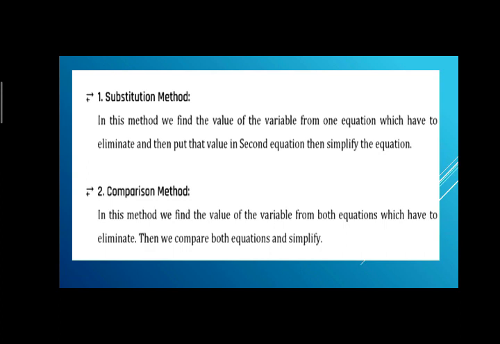The second method is the comparison method. In this method we find the value of the variable from both equations which we have to eliminate, then we compare both equations and then simplify. Okay, in the comparison method we find the value of that variable we have to eliminate in both the equations, and then just compare both equations to find the further simplification.